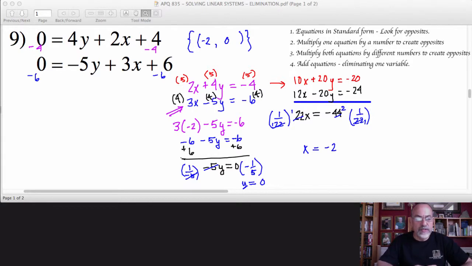So that's solving a system by elimination. If you just remember those 4 steps and then create those opposite coefficients, everything will work out great for you.